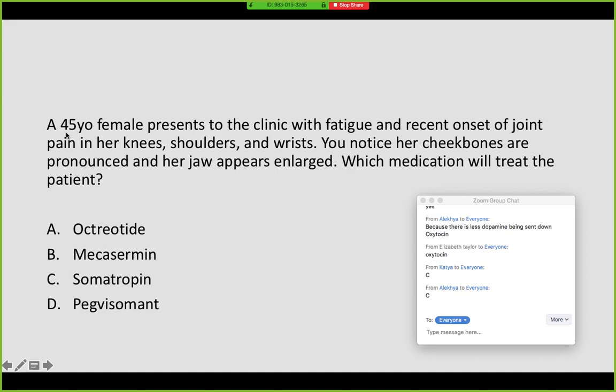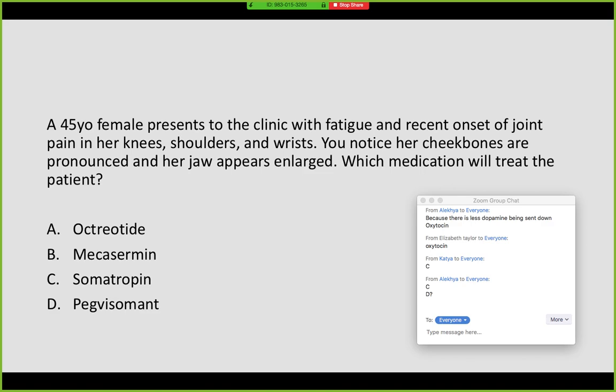Okay, so second question. A 45-year-old female presents to the clinic with fatigue and recent onset of joint pain in her knees, shoulders, and wrists. You notice her cheekbones are pronounced and her jaw appears enlarged. Which medication are you going to treat her with? Right, so you guys are right. The correct answer here is D.